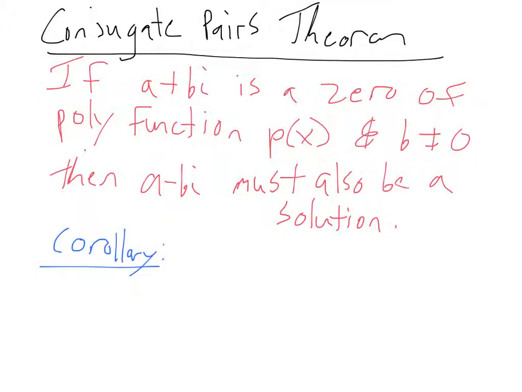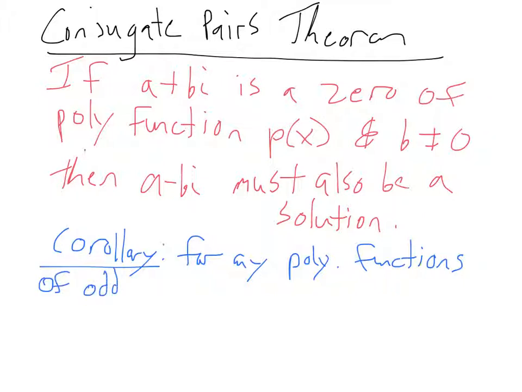right? Which says that, well, what if we have an odd number? What if we have, let's say, a cubic function, for instance, that we know has to have 3 complex zeros? Is there any way that all 3 of those could be imaginary if they have to come in pairs? Yeah, so it's true that for any polynomial functions of odd order, like a cubic or a fifth order or 7th order polynomial, there must be at least one real solution that has no imaginary part.